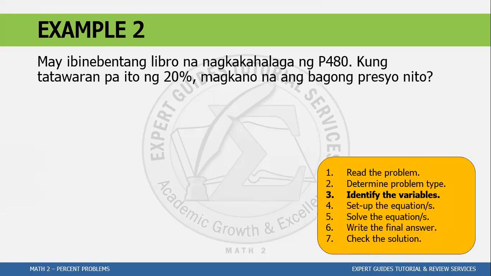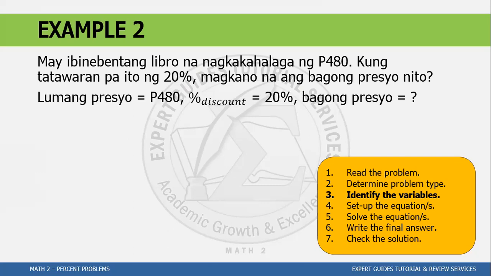So let's answer this question now. The problem type can be determined by looking at the clues in the question. Sinabi sa tanong na tatawaran pa daw yung presyo ng 20%. Tatawaran means placing a discount to the price, which means that we are solving a discount problem here. And our variables are as follows. Meron tayong 480 pesos na lumang presyo. Meron din tayong percent discount na 20%. Ang hinahanap natin ngayon ay ang bagong presyo.